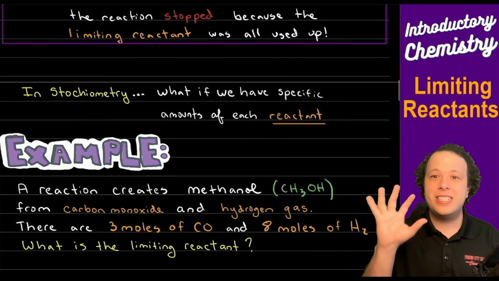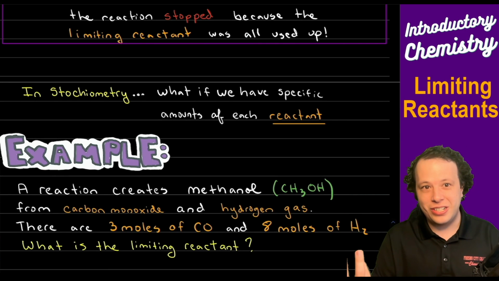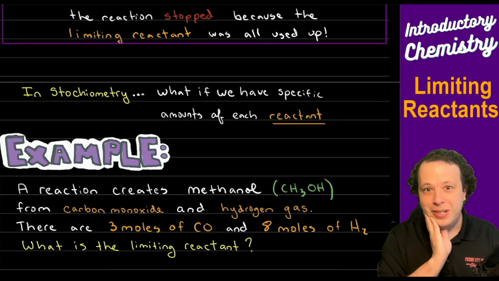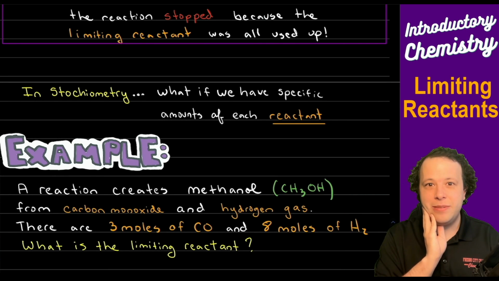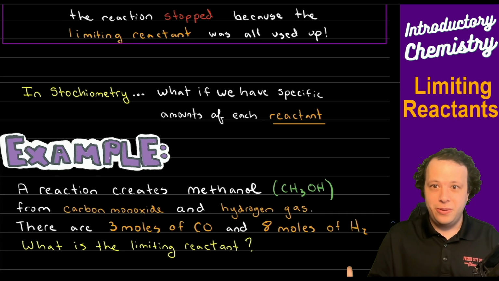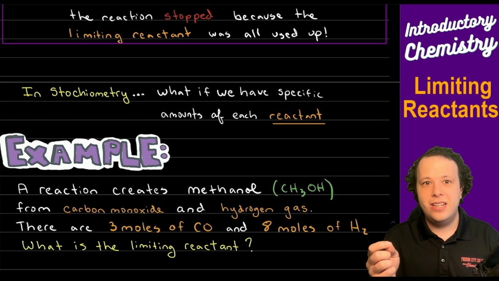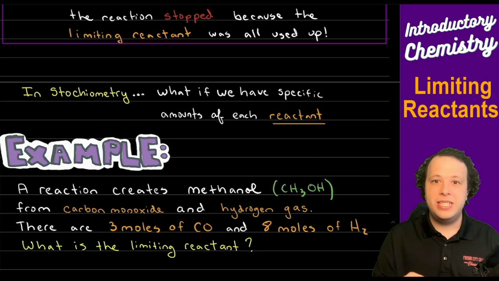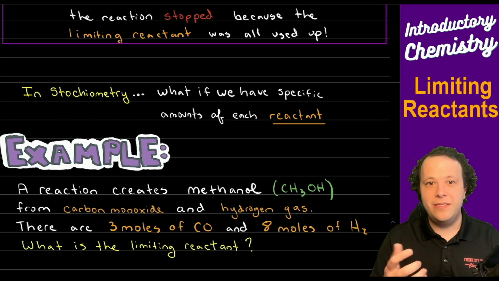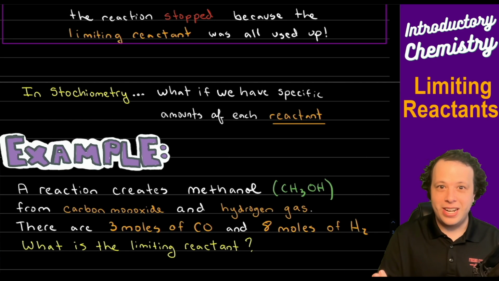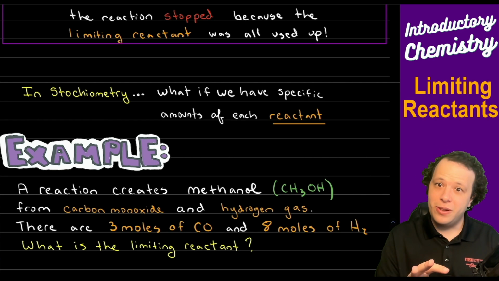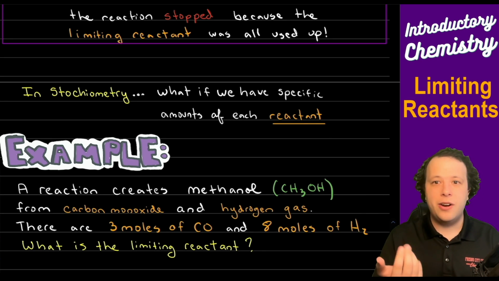So if I have, instead of a recipe, a reaction. Say I have the following one: a reaction creates methanol, which is CH3OH, from carbon monoxide and hydrogen gas. There are 3 moles of CO and 8 moles of H2. What is the limiting reactant? All right, so this is going to be very similar to our cake recipe. How do we go about doing that?